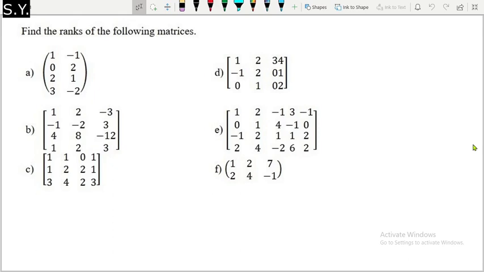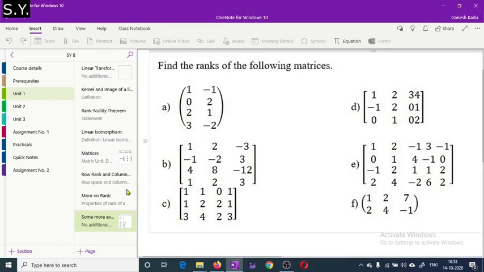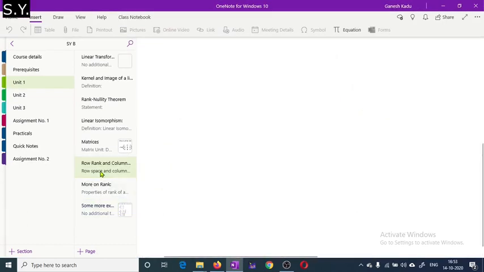So if it is asked row rank and column rank, then it is simpler. You can directly find row rank or column rank, whatever is asked. But the question is, if it is asked like this, find the rank of the following matrix, then how are you going to tackle that problem? The answer to that question is given by a few properties and a few theorems that we have discussed in the last class. So what properties and what theorems have we discussed?